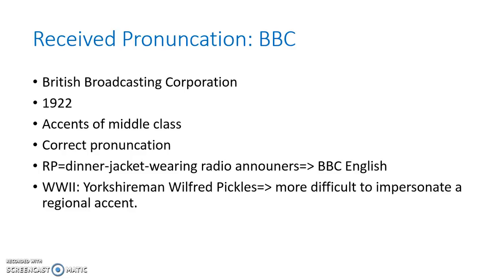But there's something really remarkable. During the Second World War, a Yorkshireman, Wilfred Pickles, spoke with his Yorkshire dialect. The reason for that was that the Nazis could speak with received pronunciation, and if they invaded, for instance, the BBC broadcasting station, and they spoke with the RP British accent, well, people would think that they are from Britain. But an accent, a dialect from a specific region, is really difficult to impersonate.